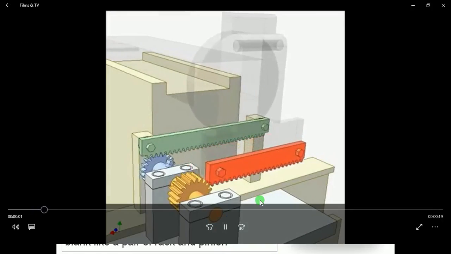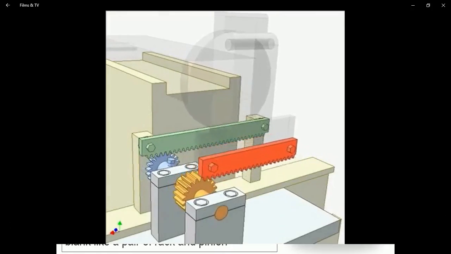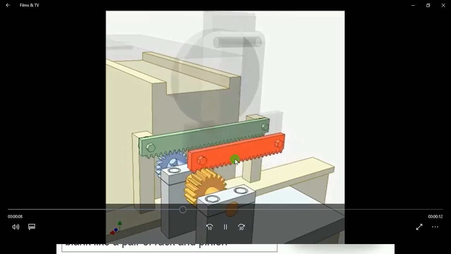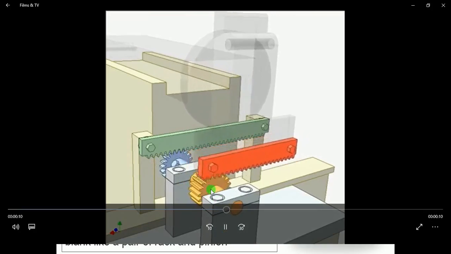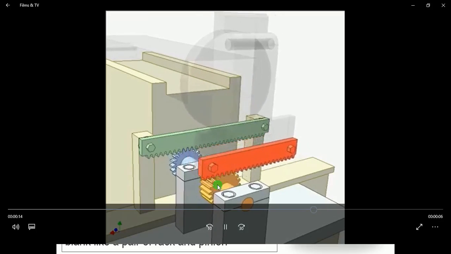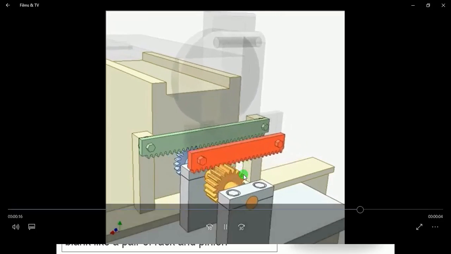Okay, we take a video for this. This is the animation for the rack type cutting action. These are the gear blanks. These are the rack type cutters. They continuously reciprocate against the gear blanks. They can generate the gears on a gear blank continuously.